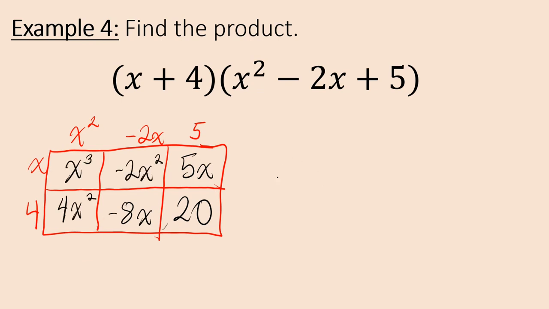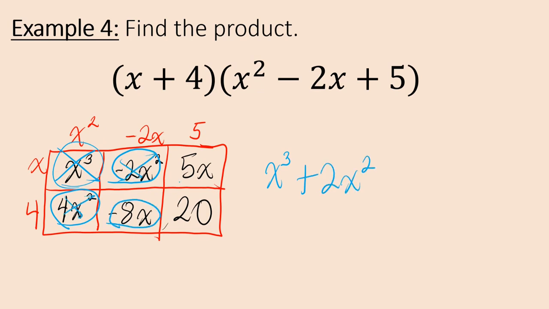Now I need to go ahead and write my answer out. I'm going to go in order from biggest exponent to smallest. My biggest exponent is this x cubed, so I'm going to do that one first. My next biggest is my x squared, so I'm going to do these guys. And I'm actually going to combine my like terms as I write it out. I'm not going to do 2 lines. So I have 4x squared minus 2x squared. That's going to be 2x squared.